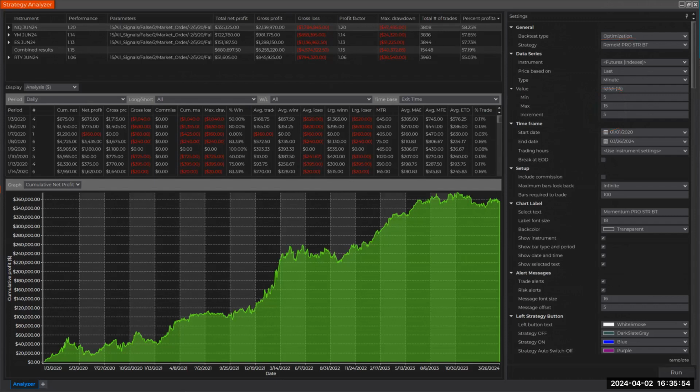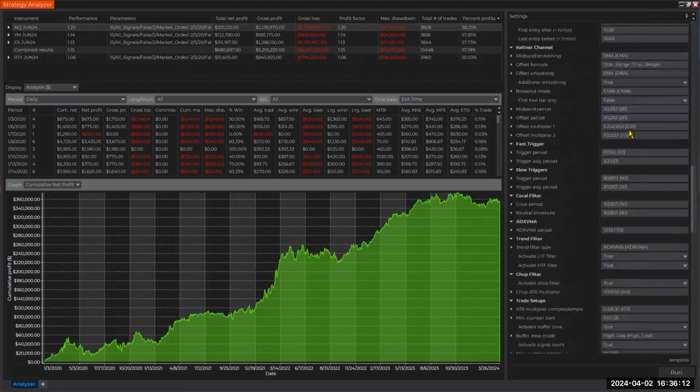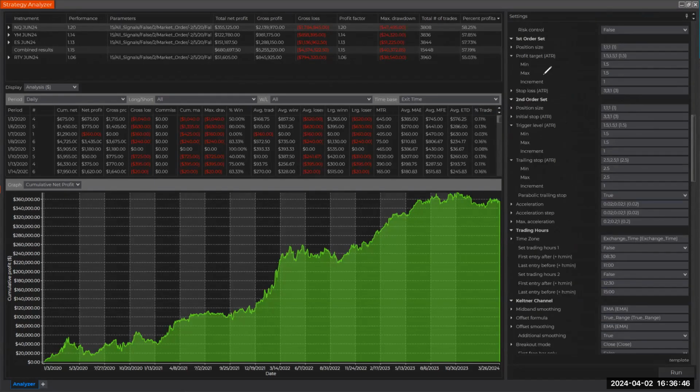This is, of course, the strategy analyzer. Everybody knows, open it up in Ninja, and we're going to choose optimization. We're going to choose the Remek PRO STR BT. And I'm just using the default settings. 2 contracts. One, I will take profit at 1.5 ATRs. So relatively quickly, I will remove one contract, 50% of the position at 1.5 ATRs. Okay, stop loss, 3 ATRs.